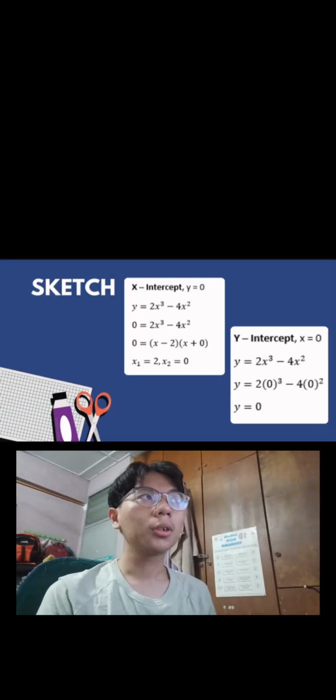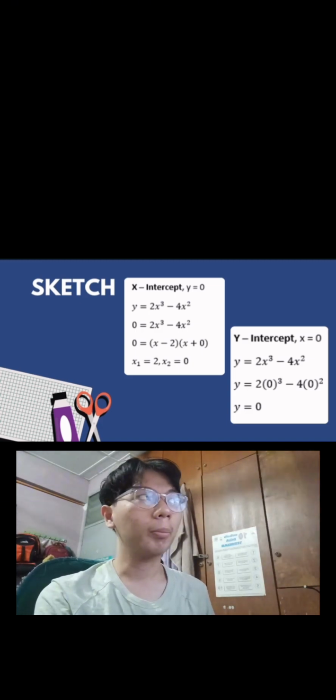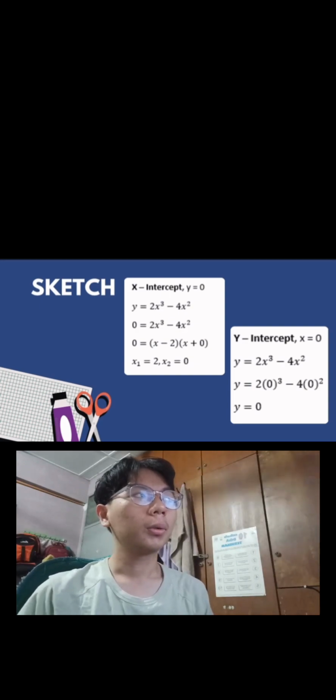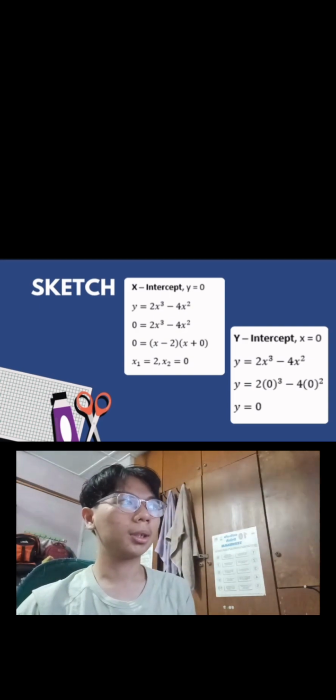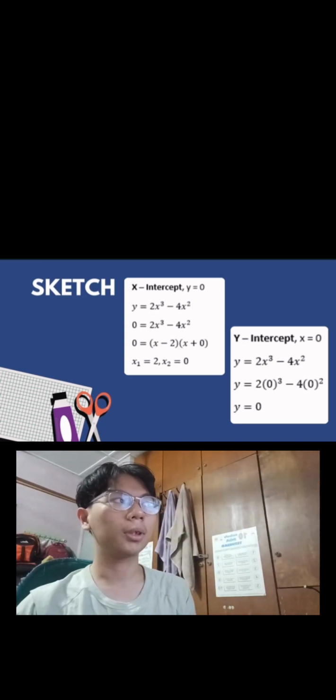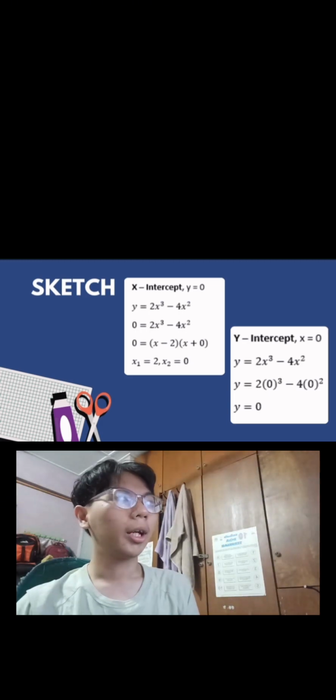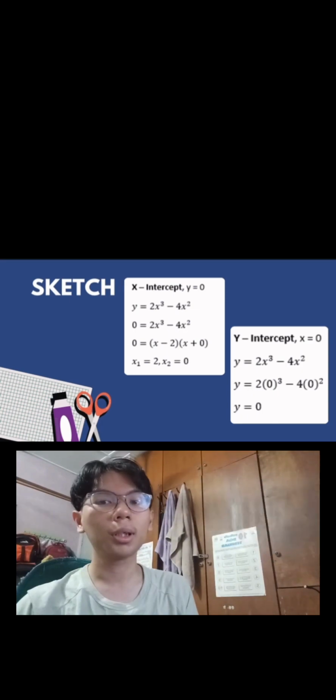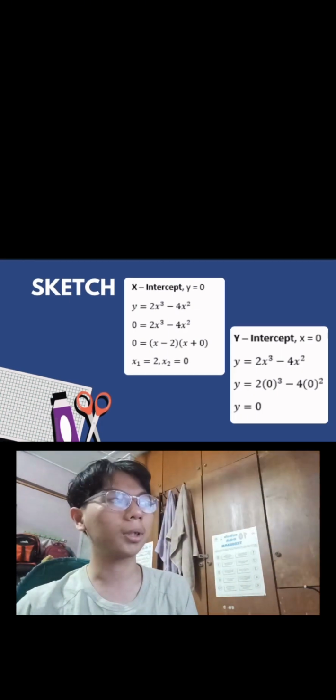Okay, now I'm going to talk about how to sketch the graph. For the x-intercept, y = 0, so 0 = 2x^3 - 4x^2, and then 0 = 2x^2(x - 2), and we get x1 = 2, x2 = 0. For the y-intercept, x = 0, and we get y = 2(0)^3 - 4(0)^2, which gives y = 0.